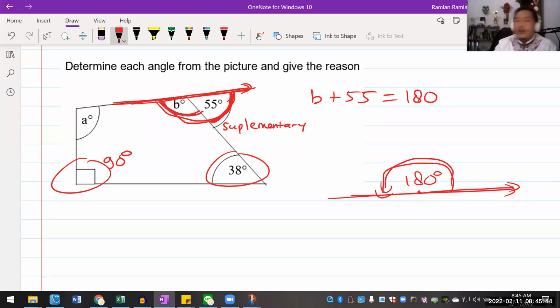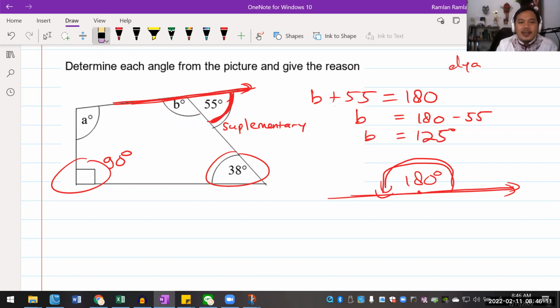Okay, so it means that we can solve this by using simple algebra. We subtract 55 from both sides of the equal sign. So B equals 180 minus 55, and that will go to 125 degrees. Okay, thank you, Nadira, Elia. Tadi banyak ya saya tanya. Okay, ya guys, so we have B is 125 degrees. I'm going to write it down here.